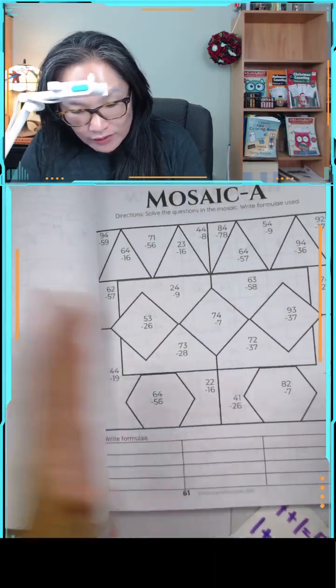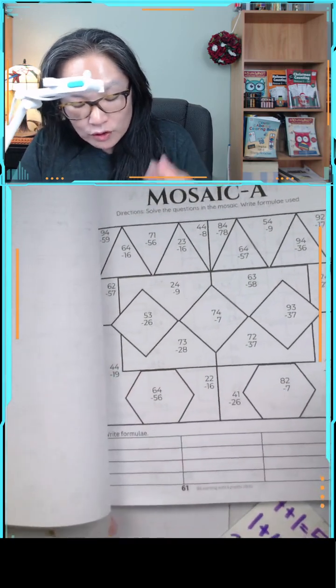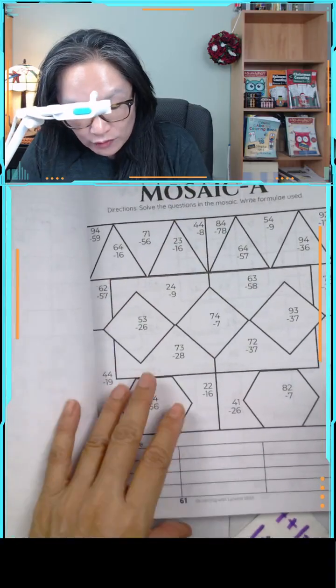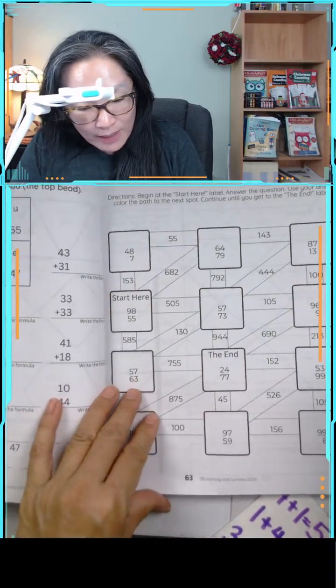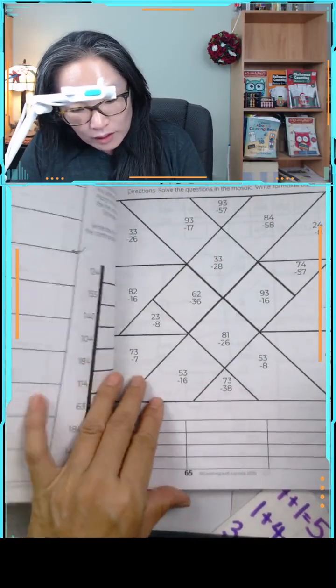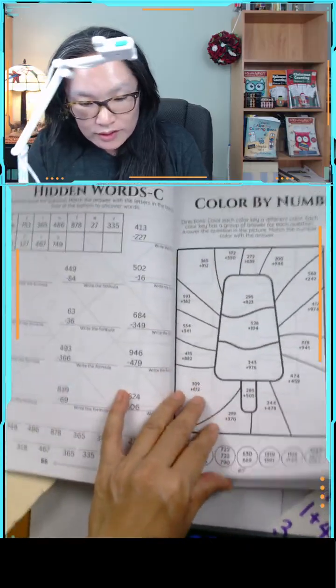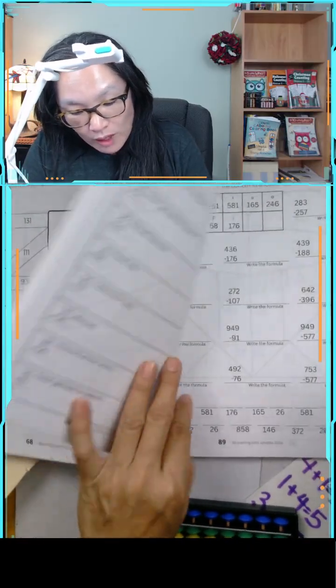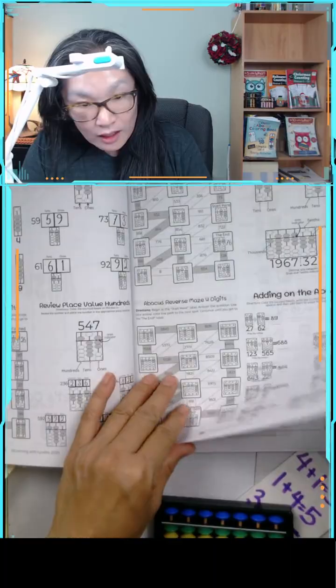And then all of these are activities to strengthen the concepts of all of the formulas that you have just learned. And so I have the math maze, I have a maze, I have a puzzle, I have the hidden word, mosaic, and the hidden words. There we go. And so if you're ever wondering, I do have the answers in the back of the book.